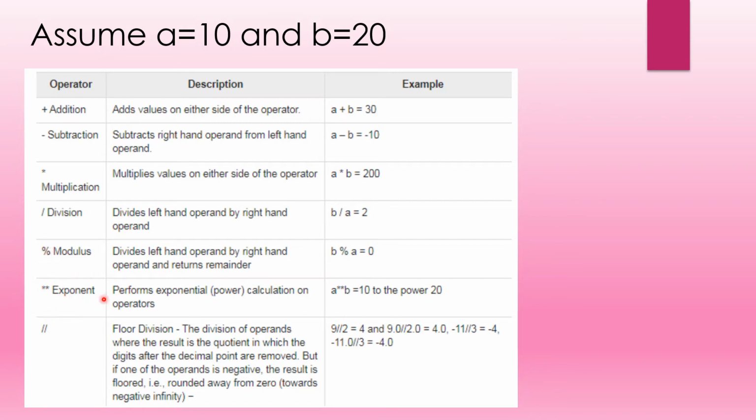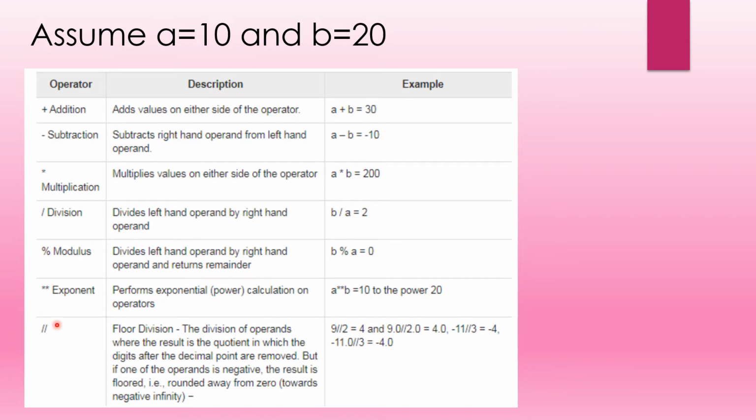Next is exponent. It performs exponential calculation on operators. That means if you have to find a calculation in powers, for example if you got the question 2 to the power 4, then what will be the answer? It will be 16. So you can use this symbol to calculate such values. You can see here the value of a is 10 and b is 20, so it is written as 10 to the power 20. It will be a very large value.